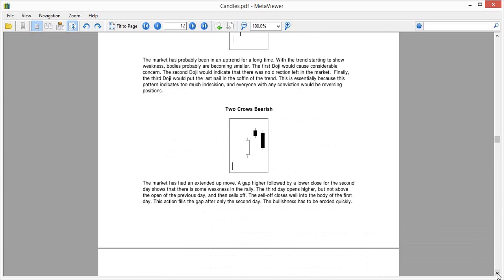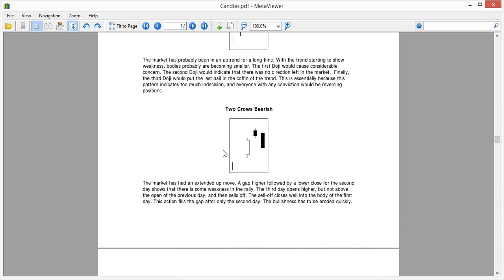2 crows bearish. The market has an extended up move. A gap higher followed by a lower close for the second day shows that there is some weakness in the rally. The third day opens higher but not above the open of the previous day and then sells off. The sell-off closes well into the body of the first day. The action fills the gap from the second day. Okay, the bullishness has to be eroded quickly.